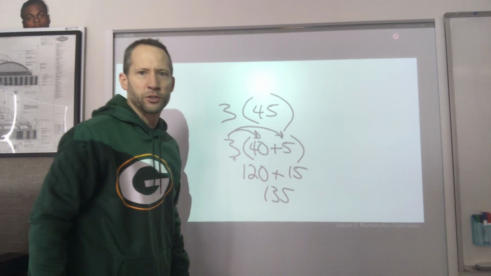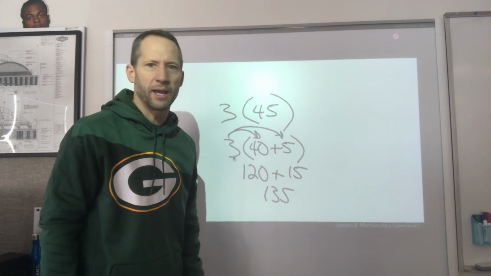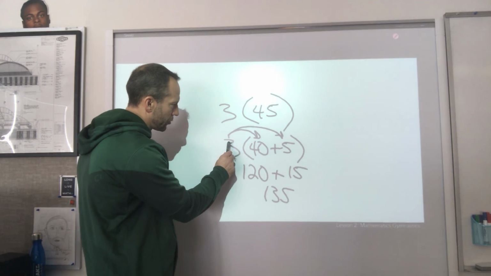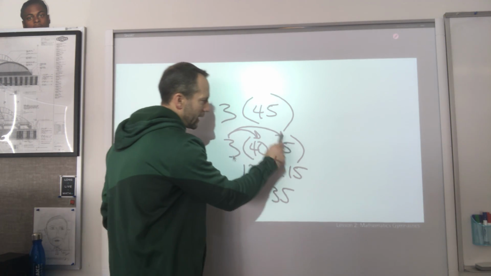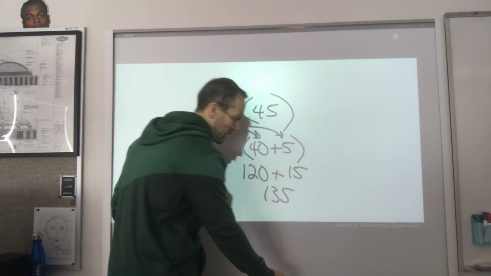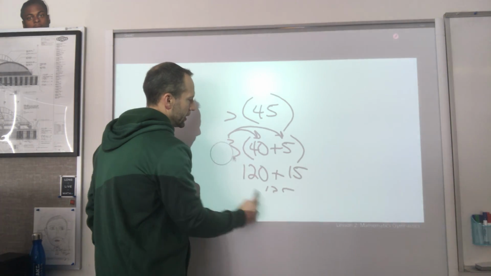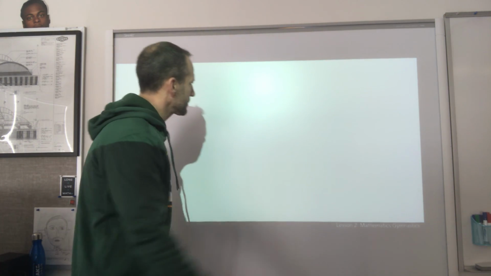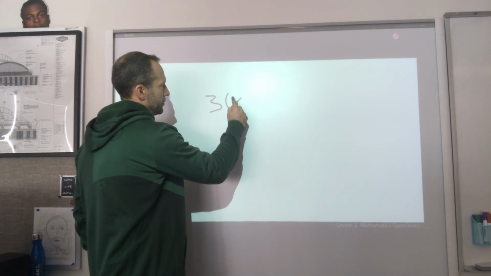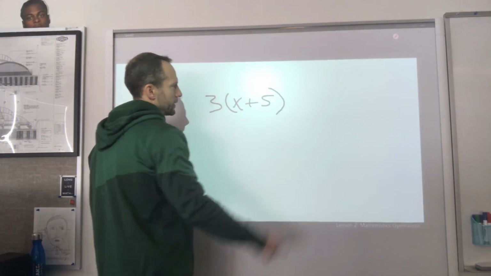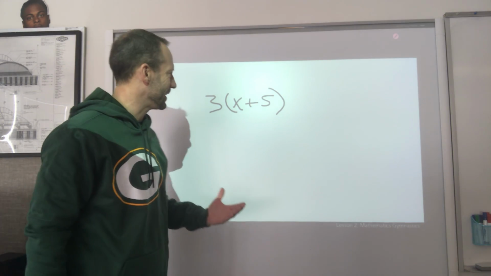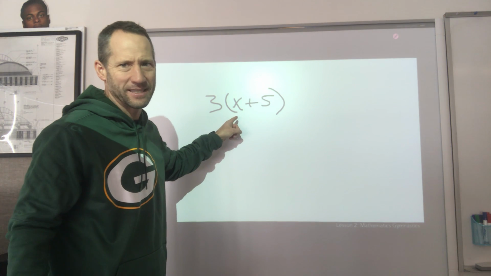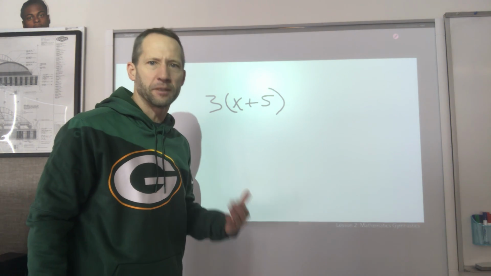So even though I may be doing this in my head, I'm actually applying the principles of the distributive property. Notice I'm distributing that 3 with the 40 and with the 5. And this is the property that we're going to use now in our algebra unit. So what students did is they looked at problems like this. In this case, I can't evaluate this expression because I don't know what x is, so I can't solve it. But what I can do is simplify it.